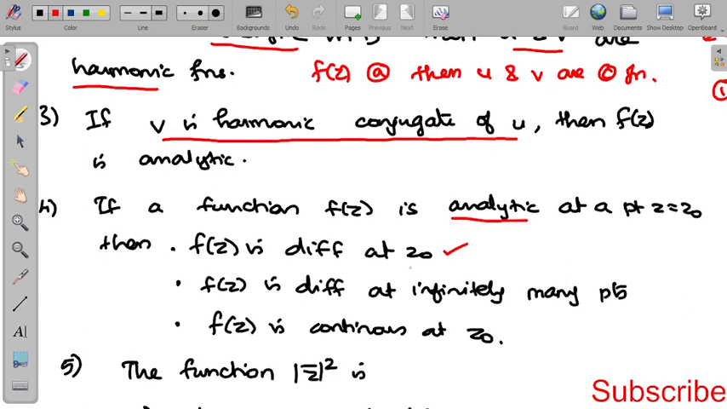Now the fourth one. If a function f(z) is analytic, then we can say it is differentiable at the particular point, differentiable at infinitely many points, and that it is continuous, because we know that differentiable implies continuous. Using that, we get the third one. So remember, analytic implies differentiable at the particular point, infinitely, and continuous also.